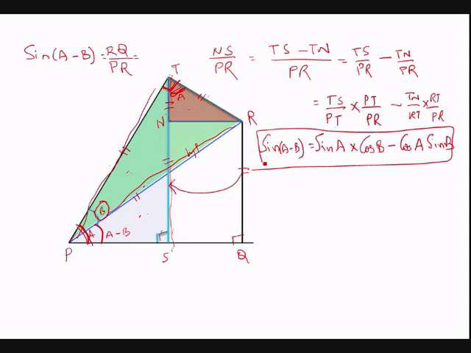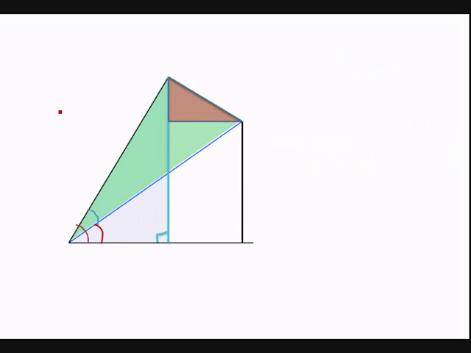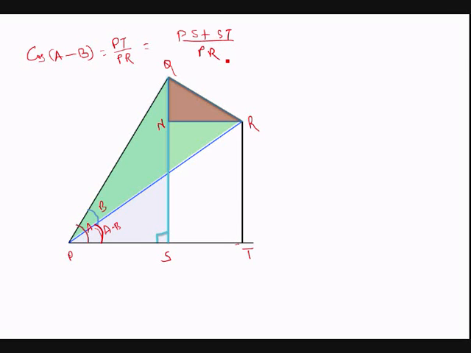We can also prove what is cos A minus B. Cos of A minus B, which is here, will be adjacent PT over PR. Adjacent over hypotenuse. PT can be written as before as PS plus ST over PR, and I'll split this and write it as PS over PR plus ST over PR. The thing which we have to see now is what we should introduce in order to make this possible.